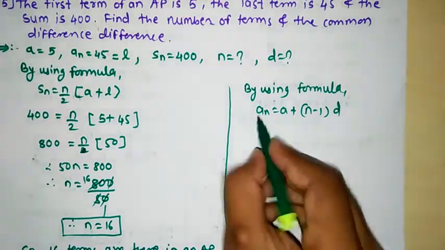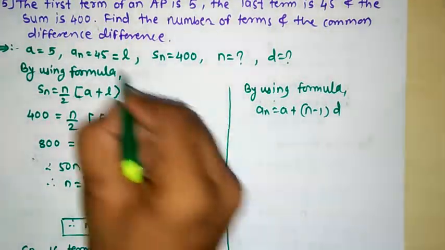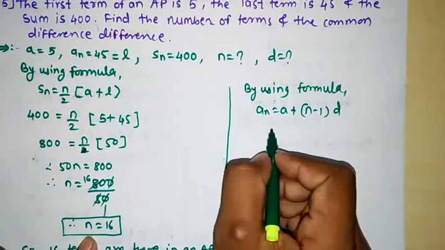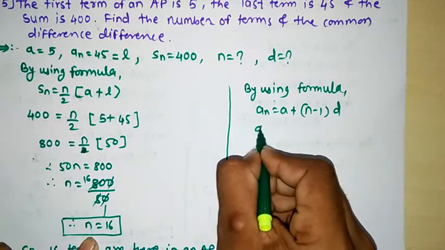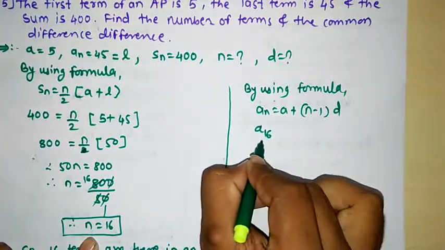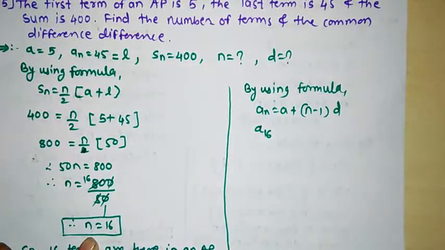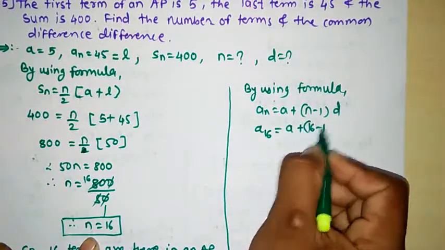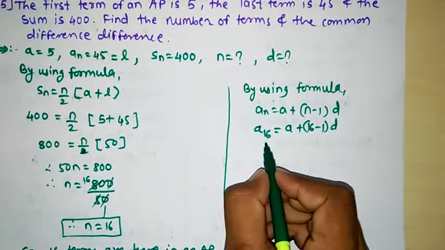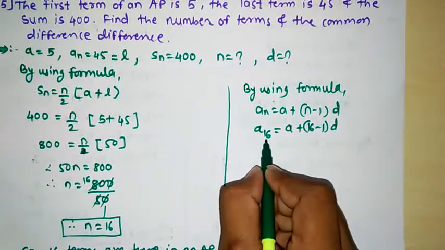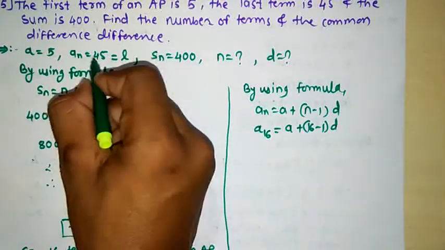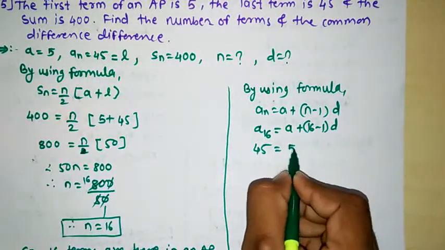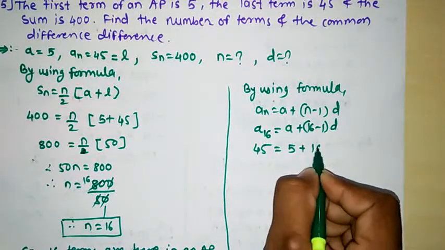See here, an is a last term, that is 45. Here last term is 45, means we got n is equal to 16. We can directly write this as a16, because a16 is a last term only, because there are only 16 terms. Therefore a16 is equal to a plus 16 minus 1 into d. Now put all the values. What is the a16? a16 is the last term, then last term value is 45 is equal to first term, that is 5. Put here 5. 16 minus 1 is 15 into d.